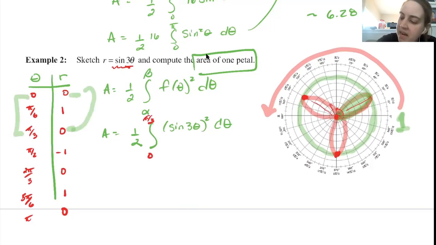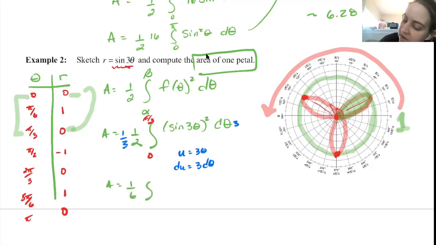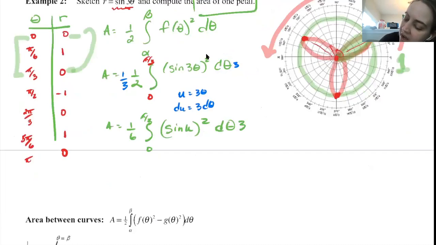Well, to do this by hand is some U substitution, believe it or not. It's been a while since we've done that, so let's jump in. U is equal to 3 theta. Du would be 3 d theta, so I'm going to pop in a 3 and a 1/3. And when I do that, I've got 1/6, 0 to pi over 3. This is sine of u quantity squared d theta. There's still that 3 out there. Let's scroll down here a little bit.